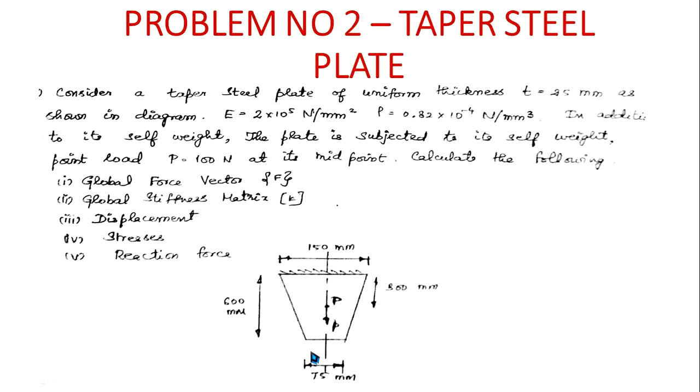Since FEA is already an approximate solution, when you go for a simulation software, you can solve this problem as such. But when it comes to paper simplification, when you solve this problem on paper, you cannot solve it as such. You need to convert this into a simpler form. You cannot solve it keeping a tapered section. So what you're going to do is convert this taper into a stepped bar.